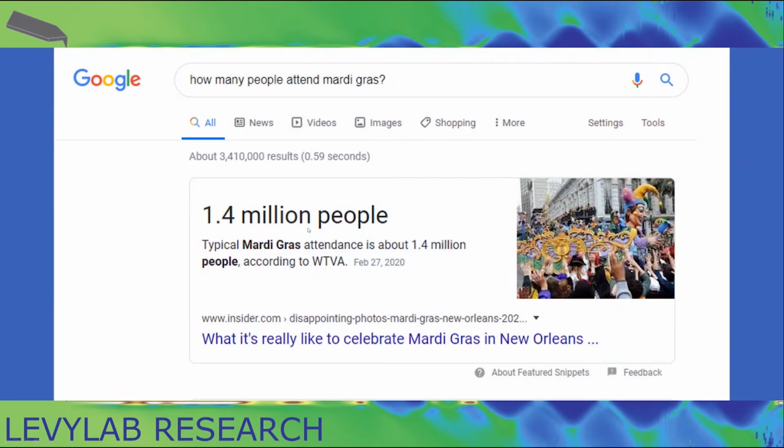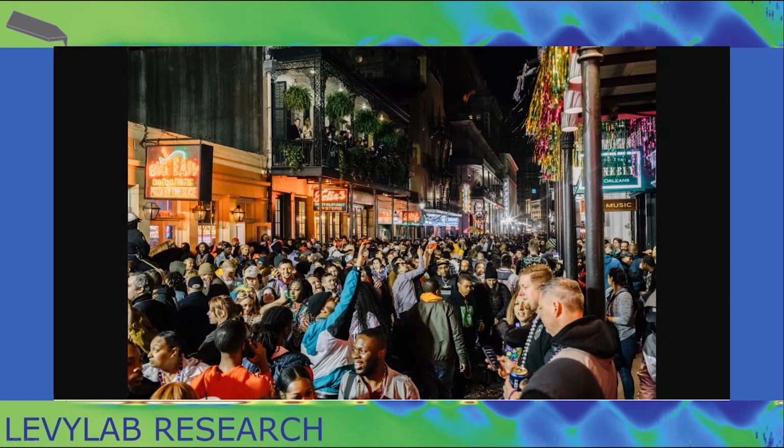So if you just ask how many people attend Mardi Gras, then it just gives you the number. And this is a very large number, and these people are really packed together. I've actually been to Mardi Gras, and it's really like this. You feel like you're in a subway car, if you will.